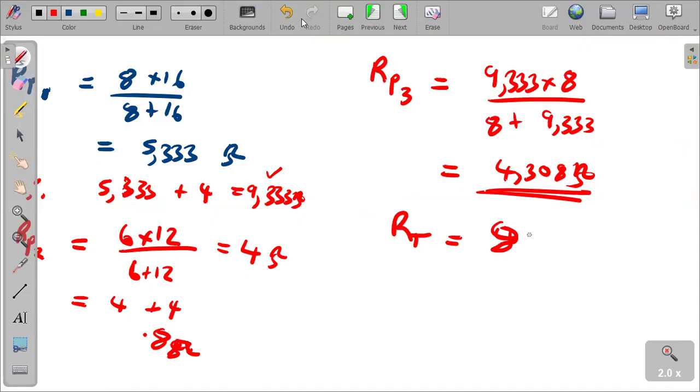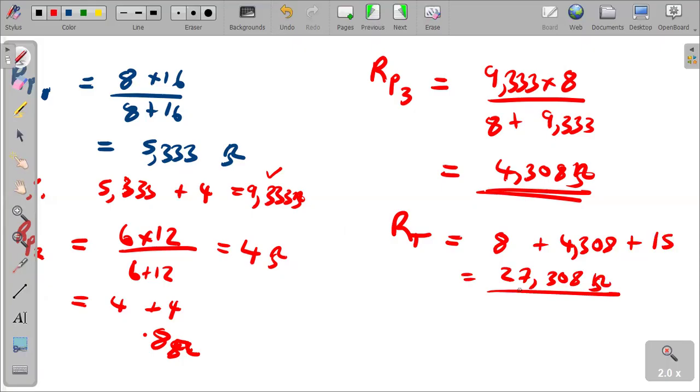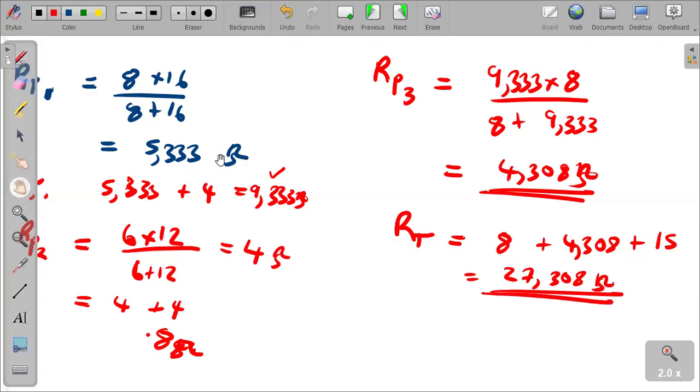okay, let's just indicate it nicely there. So it's 8 plus 4.308 plus the other one, which is 15 ohms. So if we add them all, they are going to give us 27.308 ohms. That marks the total resistance of the circuit. That becomes now the total resistance of the circuit.